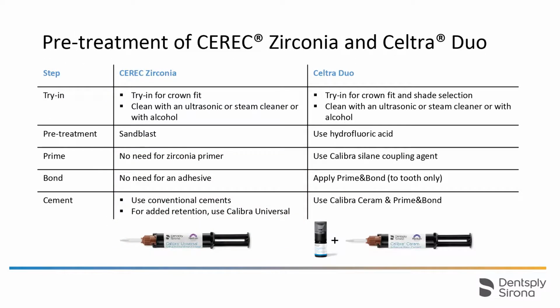This table once again shows an overview of what has been learned. Celtra Duo, a silicate or glass ceramic, should be etched, silanized, and adhesively luted. Sandblasting is suitable for Cerex zirconia, an oxide ceramic. Because of its high flexural strength, adhesive is not required for luting. In this case, Dentsply Sirona recommends Calibra Universal. Powder liquid cements are frequently used in the dental office.